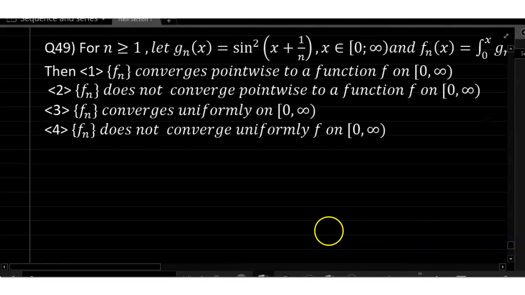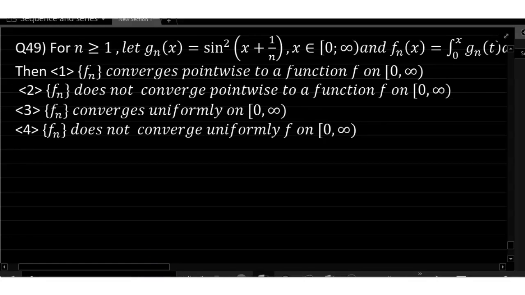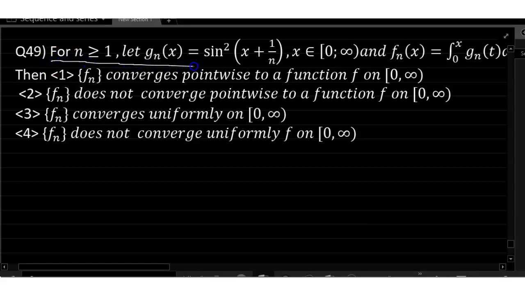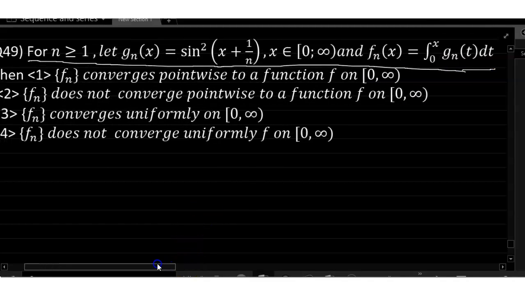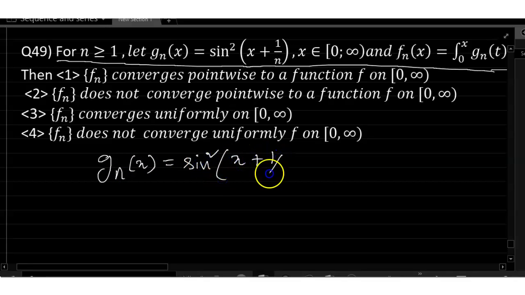The problem is this: sine squared of x plus 1 by n. This problem is the last problem, friends. For n greater than or equal to 1, let gn(x) is equal to sine squared of x plus 1 by n. Let fn(x) be the integral from 0 to x of gn(t) dt. Then fn converges pointwise to a function f on 0 to infinity, or fn does not converge pointwise. So I have to check whether it is uniformly convergent or not. So how can I solve this? My gn(x) is equal to sine square of x plus 1 by n.